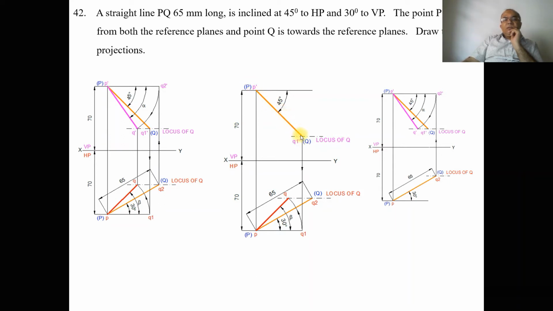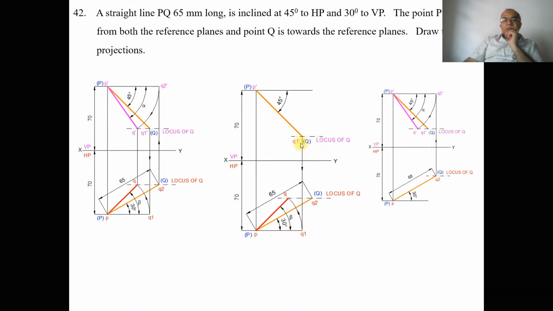We know that this is the true length in the front view. That is because you have P and Q, which is given in the problem. If this line has to be in true length in the front view, then obviously it should be parallel to the XY line in the top view. P is in front of VP by 70 mm, so Q1 should also be in front of VP by 70 mm. Then only this line can become the true length line. To do that, from Q1 dash you draw a vertical projector to the top view so that it will touch the locus of P in the top view.